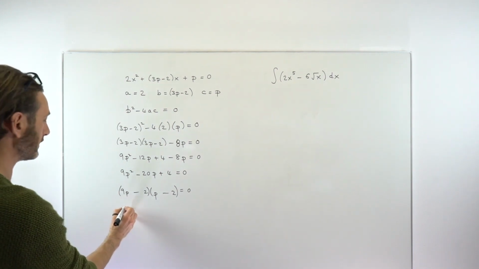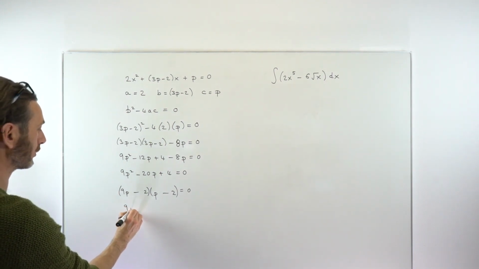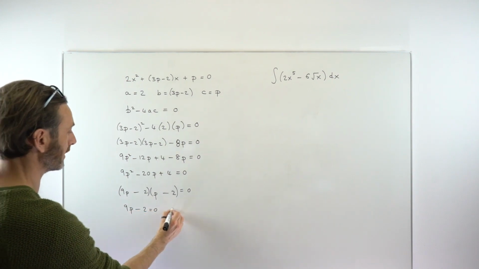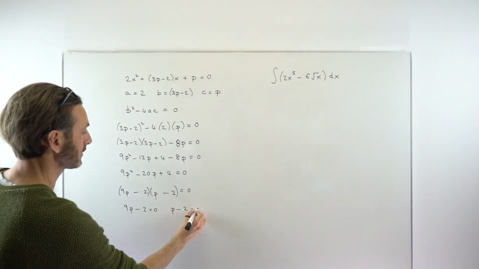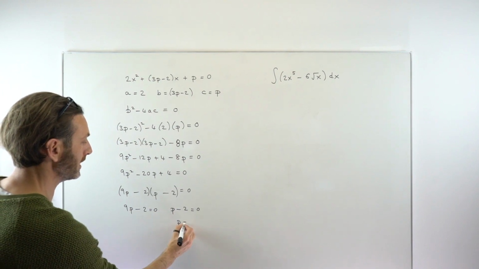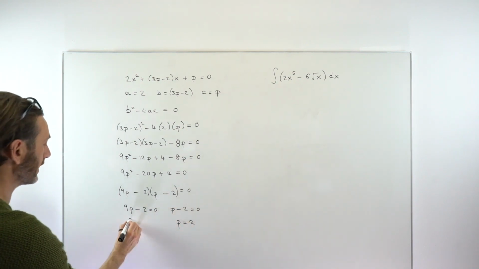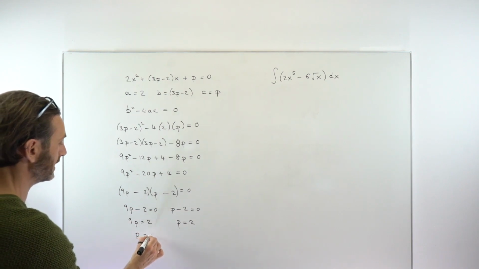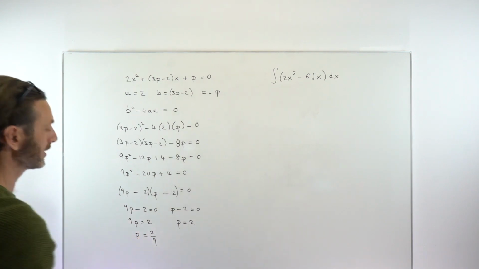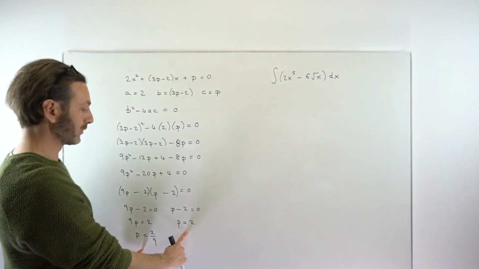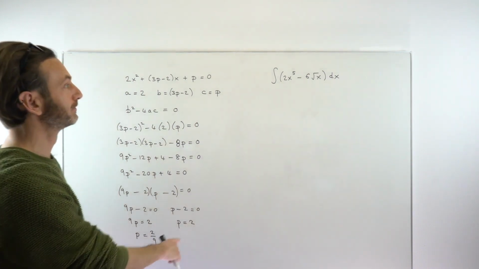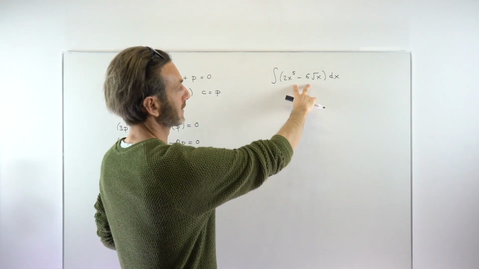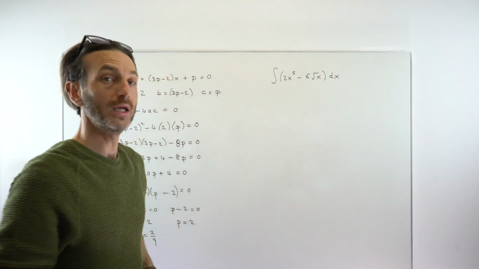So just separating these into two little linear equations, 9p minus 2 equals 0, and then p minus 2 equals 0. Second one you can easily solve to get p equals 2. This one you'll get 9p equals 2, so you still need to divide by 9 to get p equals 2 over 9. So those are the two values we're looking for, p. In the next question, question 6, we're asked to integrate this function here.